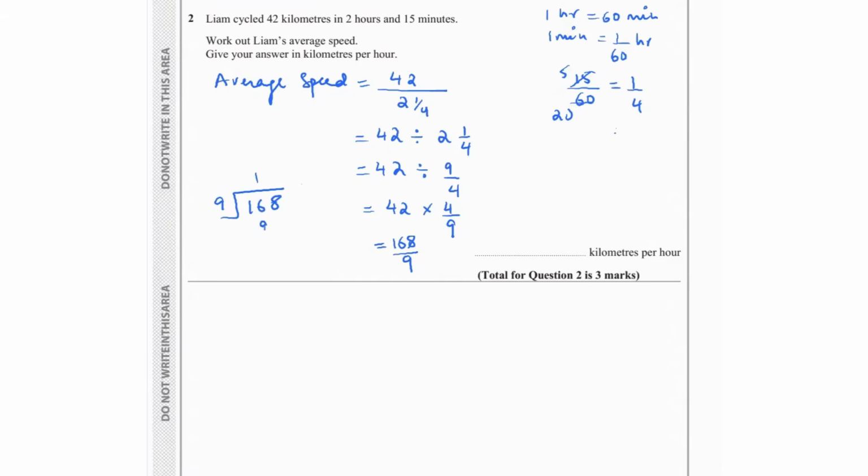9 ones are 9. 8 comes down. So 9 times 8 is going to be 72. Then 6, add a 0, so 60. 9 times 6 is 54. We get a 6 again, add a 0, so it's going to keep on giving us 6 recurring. It's going to be 18.6 recurring kilometers per hour. So that's how you find the average speed.